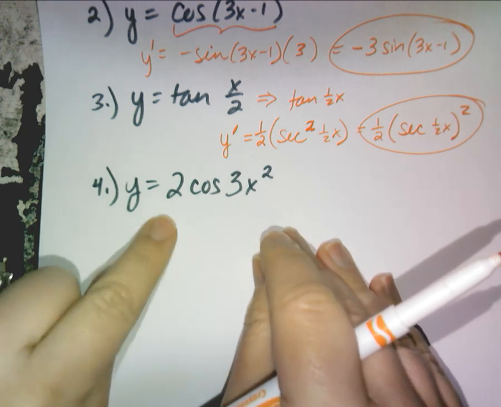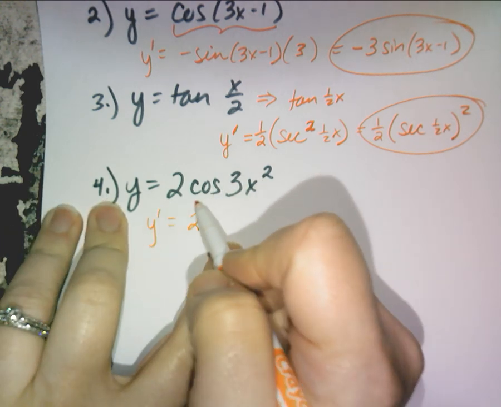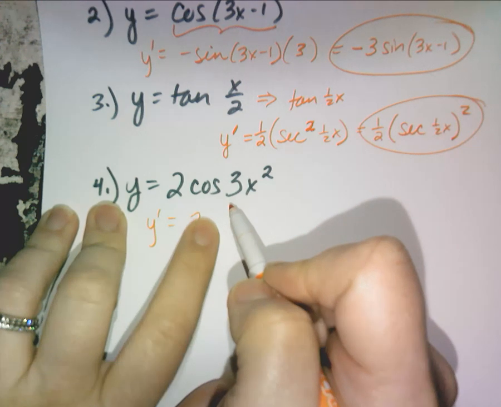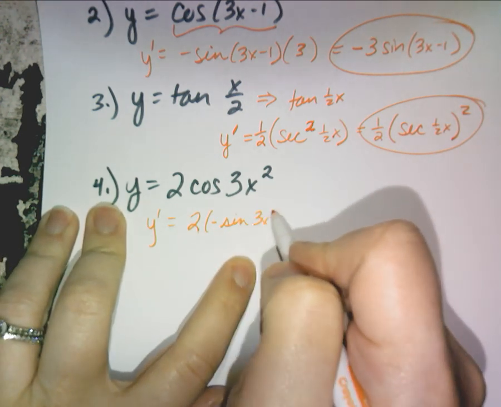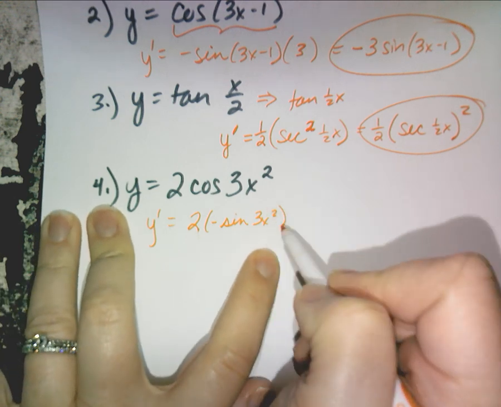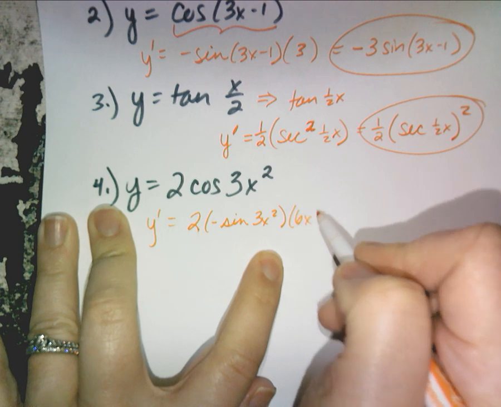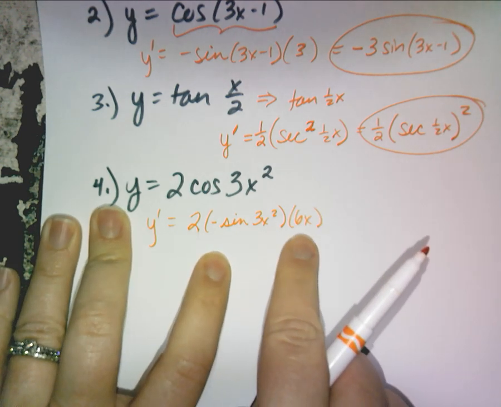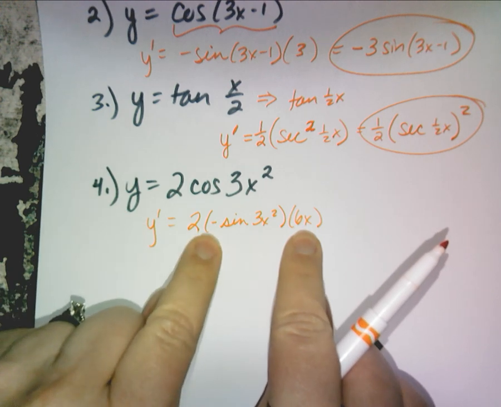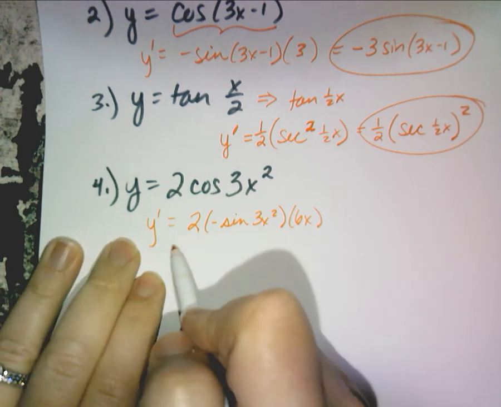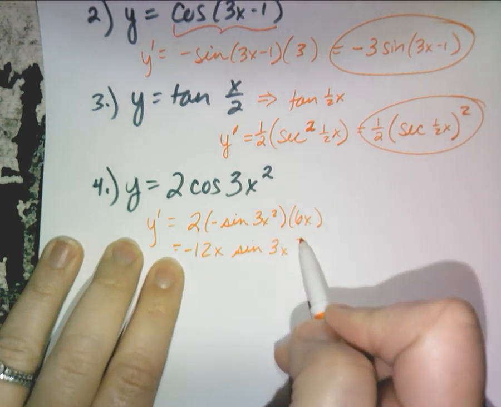Okay? But if it's just a 2, you just attach it there to take the derivative of cosine, which is what? Negative sine. Keep it 3x squared, but then attach the chain of 3x squared. What's the chain of 3x squared? 6x. Now, how can I simplify this? You can put the 6x with the 2 and with the negative. So that would be what? Negative 12x sine 3x squared.